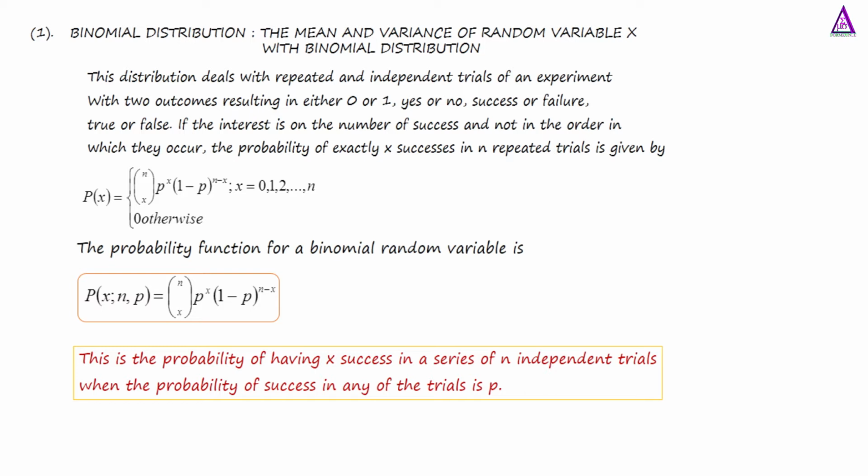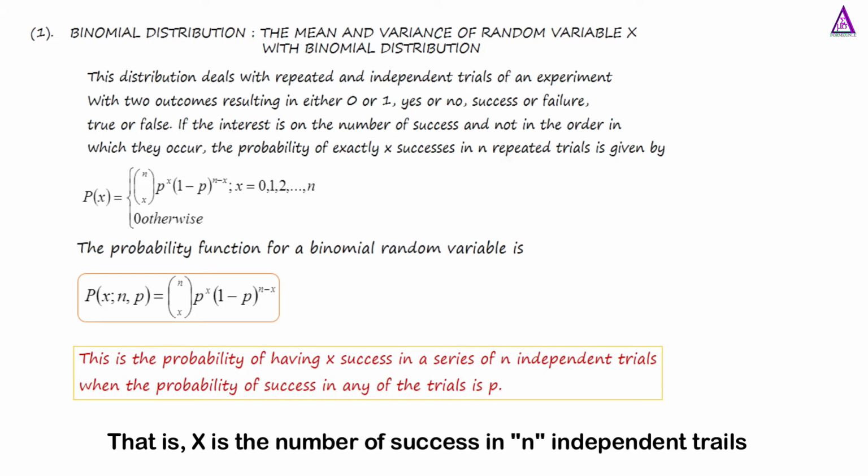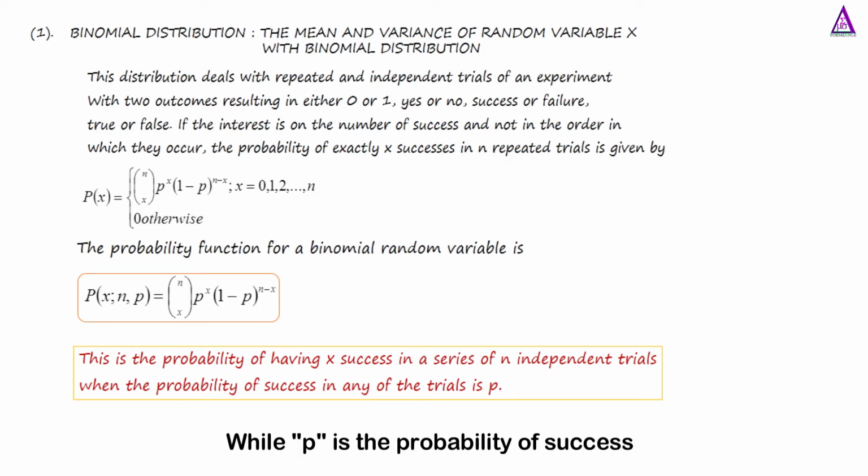If the interest is on the number of successes and not in the order in which they occur, the probability of exactly x successes in n repeated trials is given by the probability function of a binomial random variable x. This is the probability of having x successes in a series of n independent trials when the probability of success in any of the trials is p. That is, our x is the number of successes in n independent trials, while p is the probability of success.